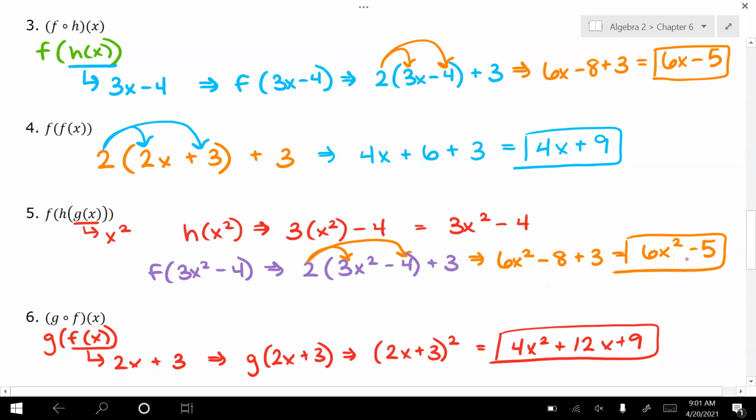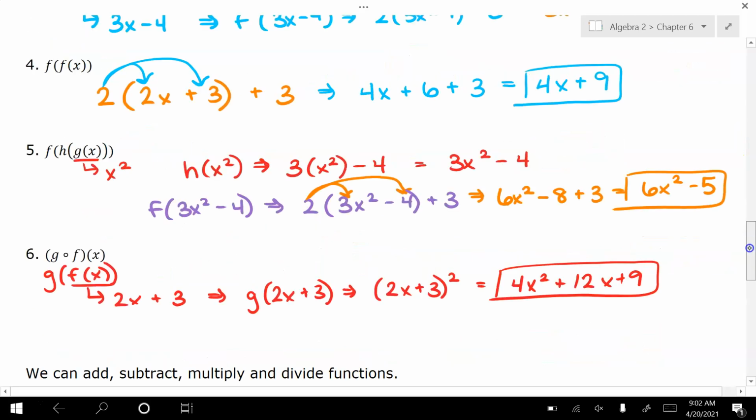For 6, I'm putting f's function into g. And g is that x squared, so I have to square that quantity again. So this works just like number 2 did, where you have to think about 2x plus 3 times 2x plus 3. So FOIL it, or use those shortcut rules again. Square the first term, multiply the terms, double it, and then square the last term to get 4x squared plus 12x plus 9.